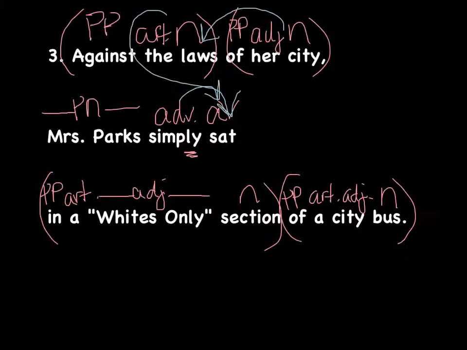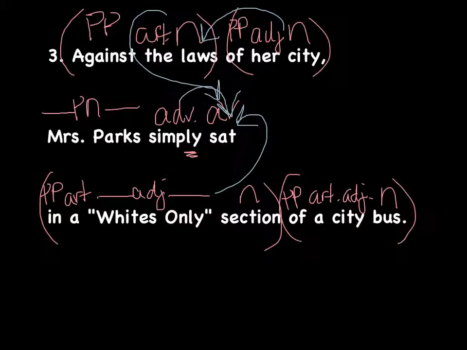Now I'm going to go down to in a whites only section. Now, in a whites only section, modifies where Rosa Parks sat. She sat where? In a whites only section. So it also modifies the verb. Notice that we have 3 arrows going to that verb. Verbs often can have multiple modifiers.